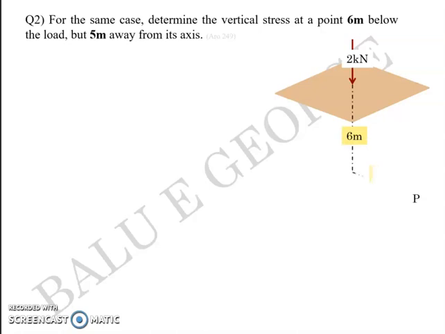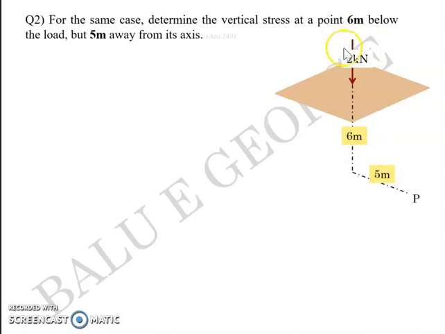Next question, it's quite similar. You have the same case. You're asked to find the vertical stress intensity at the same point, 6 meters below the ground level, but the radius is not 0. Instead, the target point is 5 meters away from its axis, which means you have the same thing. You have the ground level there, you have the 2 kN load Q there, 6 meters below, and 5 meters away you have the point P.